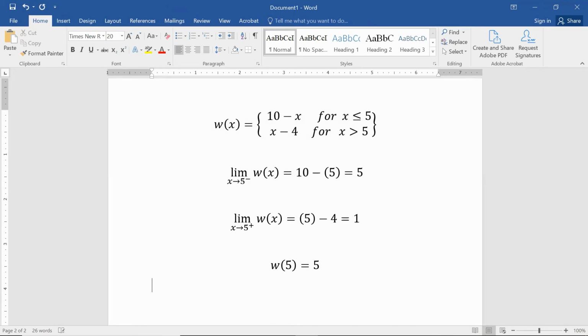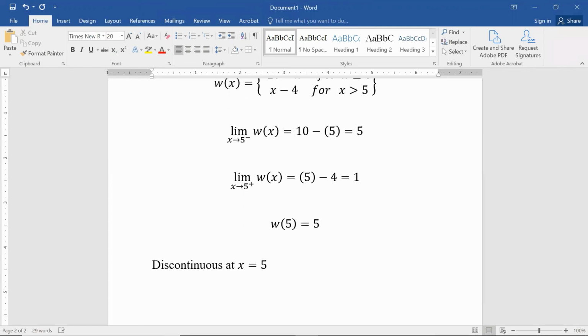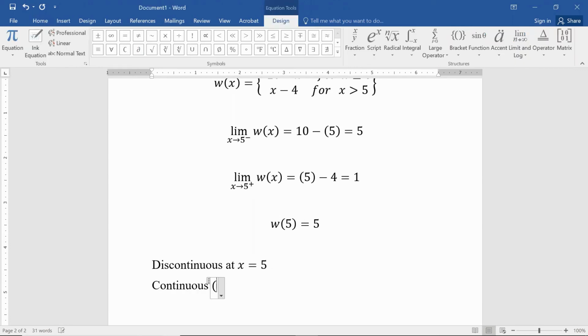Well, one of these things is not like the other, and therefore, this piecewise defined function is discontinuous at x equals 5. It's continuous everywhere else, namely from negative infinity up to 5, and from 5 up to positive infinity.